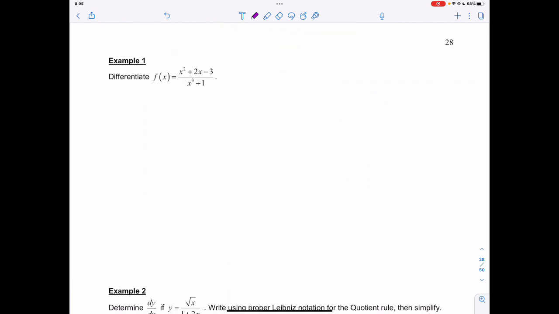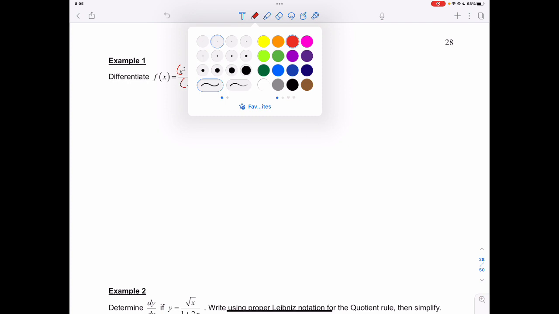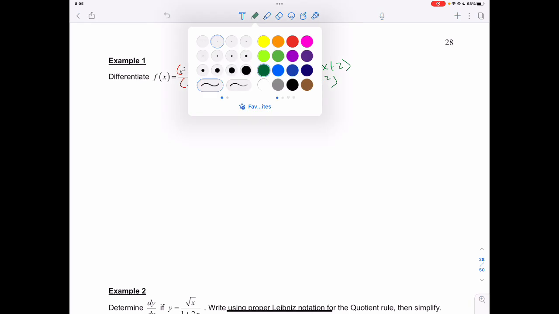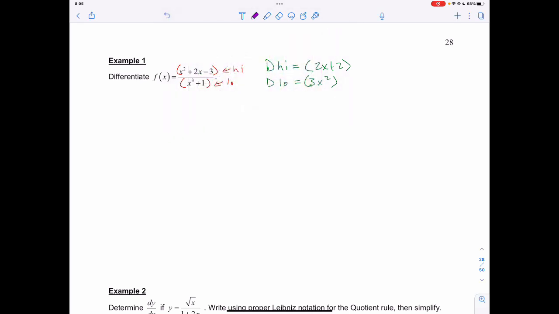All right, let's try putting this into practice. So here, I have my high, I have my low, I have my derivative of high, which is going to give me 2x plus 2. And I have my derivative of low, which is going to give me 3x squared. And then I can put it into that form.